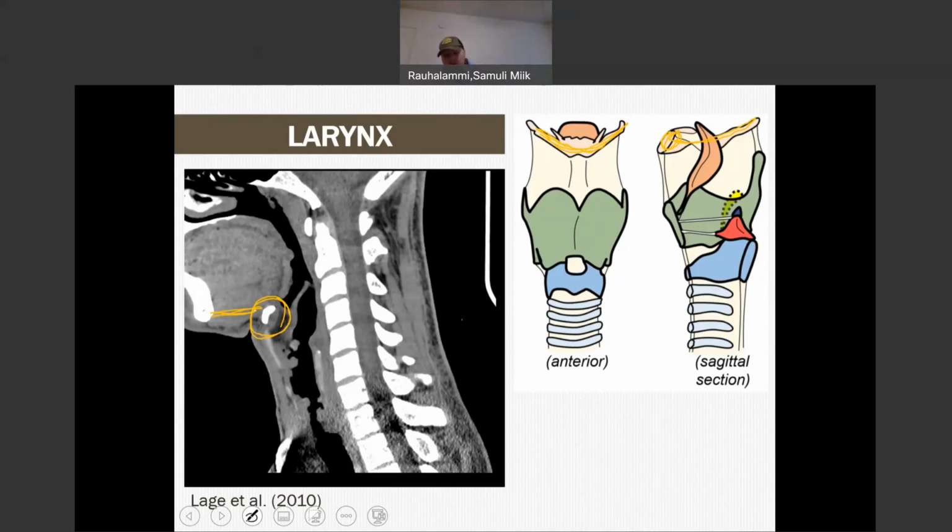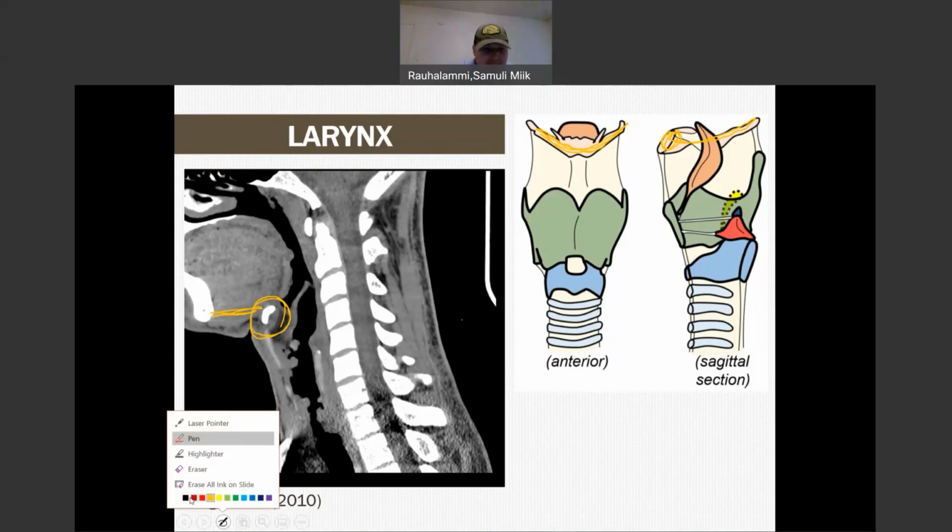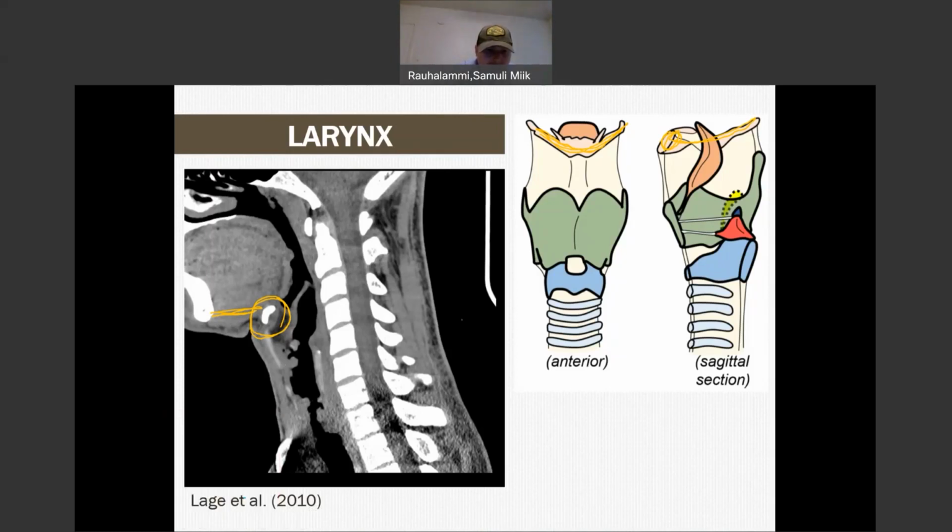And what we're going to be focusing on are the cartilages that make up the larynx. So I think that we can do a quick run through those, kind of revising stuff that we have learned. We can see the cartilages in a pale color here on our CT picture as well.